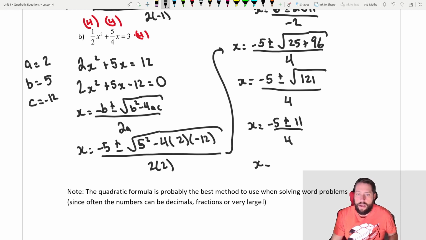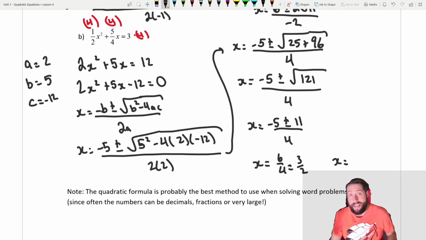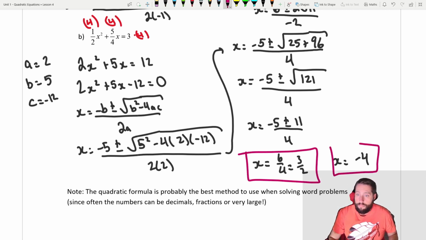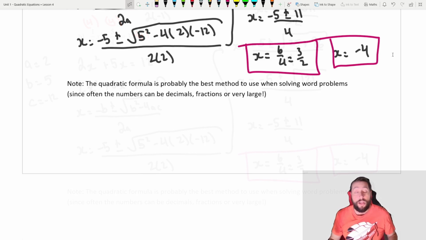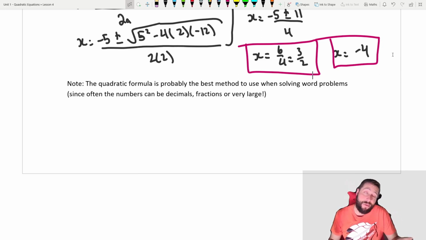So that means that x equals negative 5 plus 11 is 6 over 4, which is 3 over 2. And x is equal to negative 5 minus 11 is negative 16, divided by 4 is negative 4. So there you go, 2 answers. Note, the quadratic formula is probably the best method to use when solving word problems, since often the numbers can be decimals, fractions, or can be very large numbers. So it's best to use the quadratic formula because it will give you an answer almost every time.